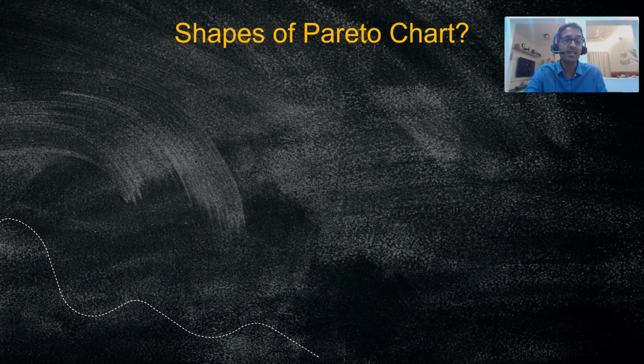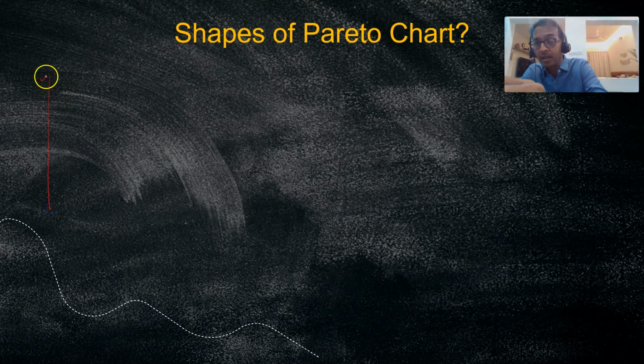Now let's go back and see what are the different shapes of Pareto chart you will encounter in real life scenarios, because what I have shown is an example. In the example, I have intentionally created a deviation wherein just the 5 defect categories contribute more, but in real life you could typically see different types of Pareto chart. So let's see one by one.